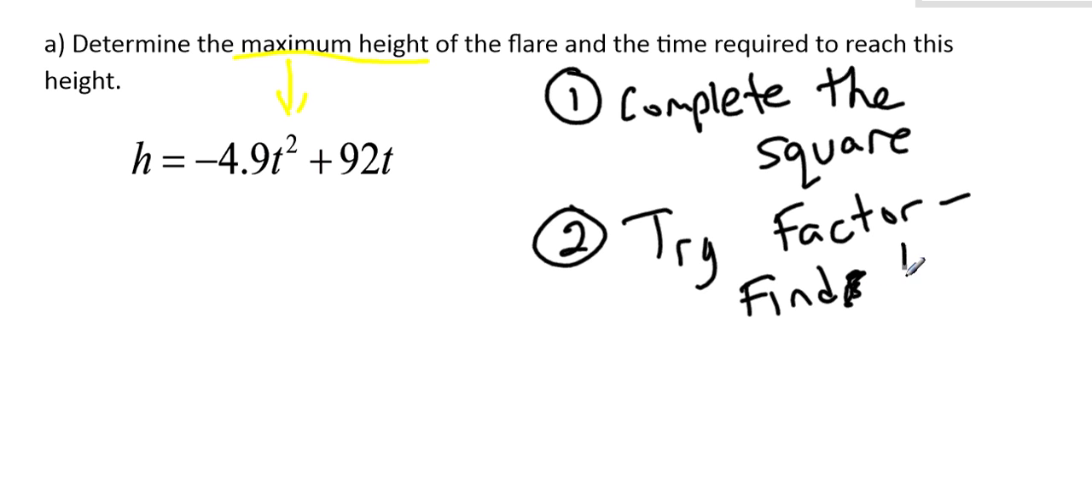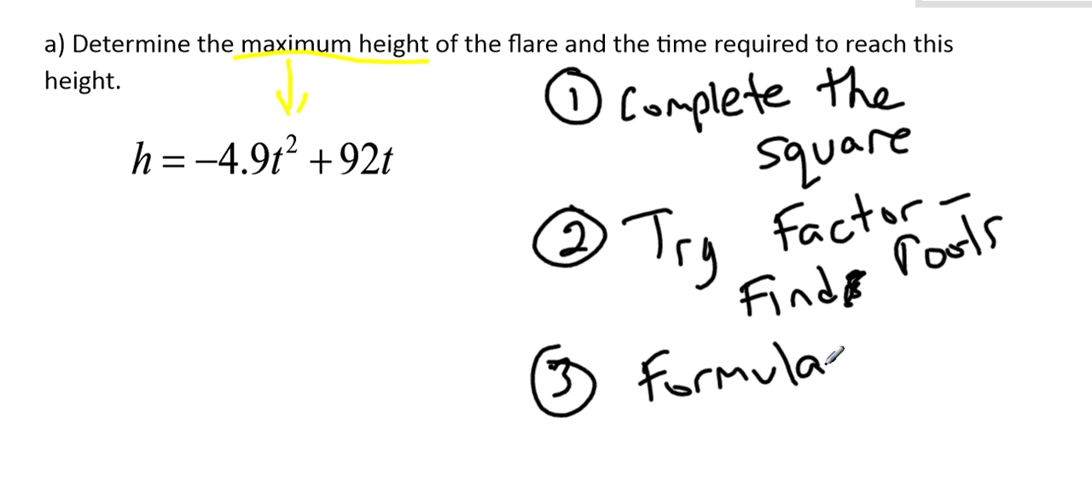And if you don't feel like factoring, the other method is you could use the quadratic formula. And just like factoring, the quadratic formula will help you find the roots. And from the roots, you can find the axis of symmetry and the vertex. Any of these are completely fine. I might do any of these.